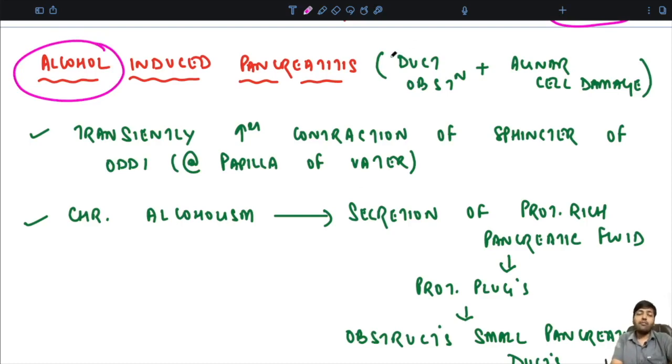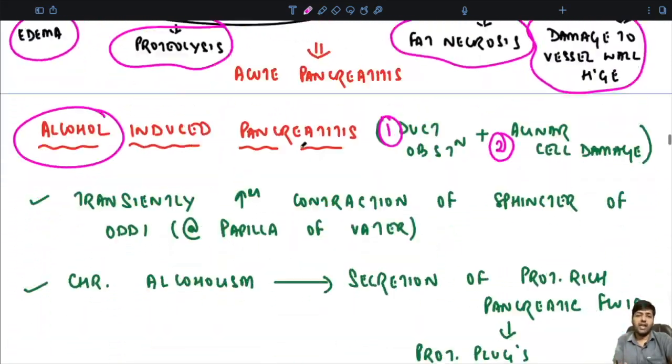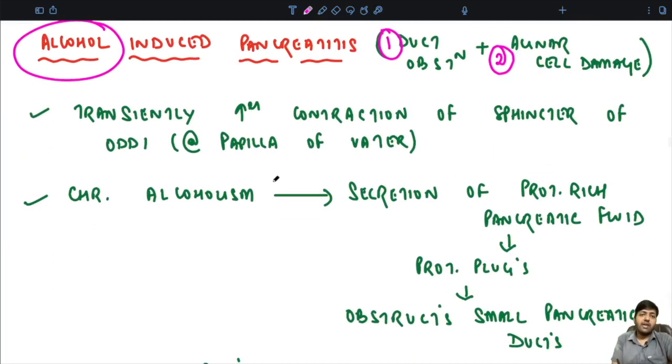Okay, now I would like to add a few extra points with regards to alcohol induced pancreatitis. The two important points in alcohol induced pancreatitis are duct obstruction as well as acinar cell damage. This is similar to what we have discussed previously. When you are consuming alcohol, transiently it is going to increase the contraction of the sphincter of Oddi at the papilla of Vater. As a result, that is going to cause obstruction at the level of the pancreatic ducts.